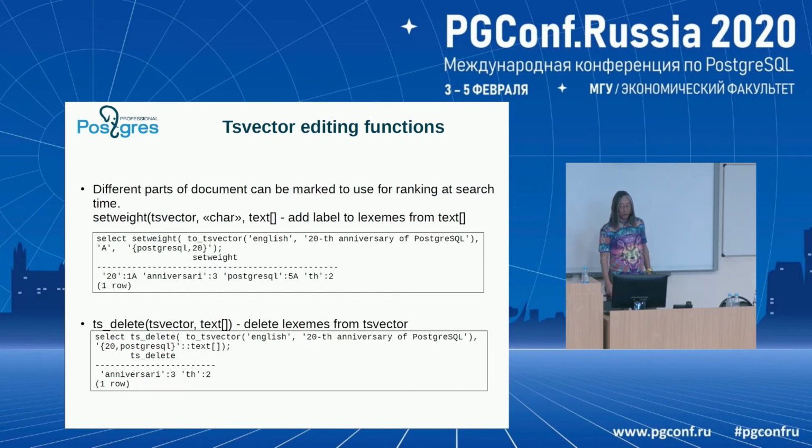So you see here the function setWay, and you are basically saying that this array of text, each word must be marked with this mark char, and you can use four marks A, B, C, and D. So why do you have those? So that in the future, when it is arranged, you could specify the weight for each mark.